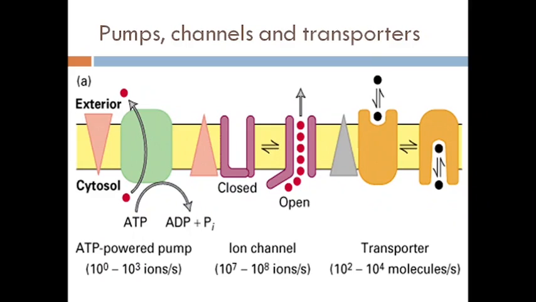Now about other types of transporters. They are pumps, channels and transporters. Here we can see all of them together. In the first figure we can see that one particular molecule, which is red in color, is being transported with the expense of energy. ATP gets converted into ADP and Pi, and at the same time the red colored molecule is transported outside of the cytoplasmic membrane. So that is called ATP powered pump.